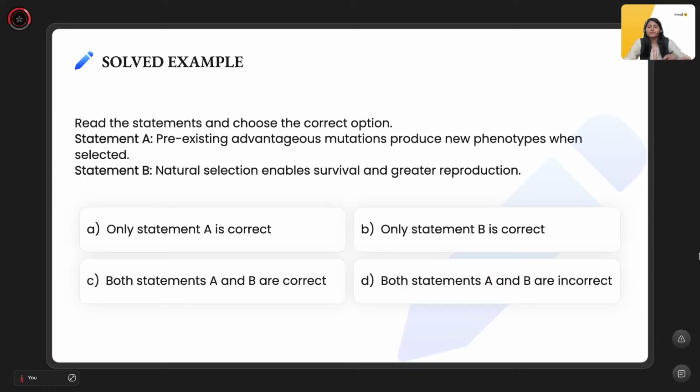Moving on. Statement based question. Read the statements and choose the correct option. Statement A. Pre-existing advantageous mutations produce new phenotypes when selected. Okay, this is absolutely correct.